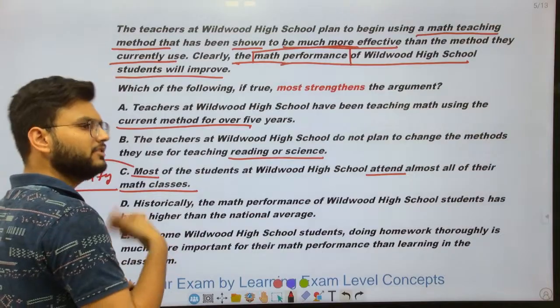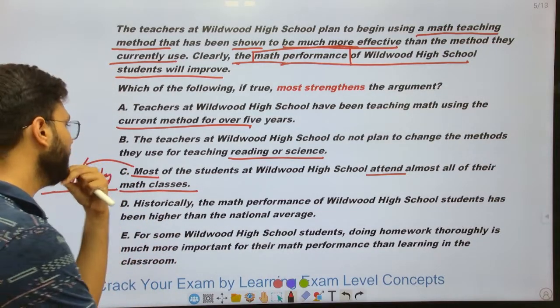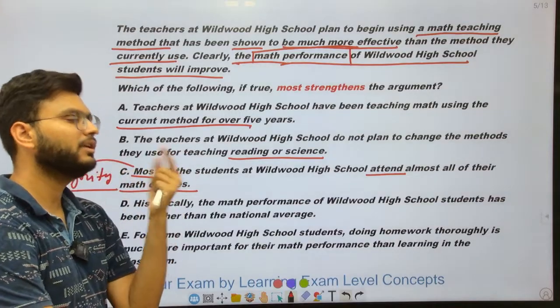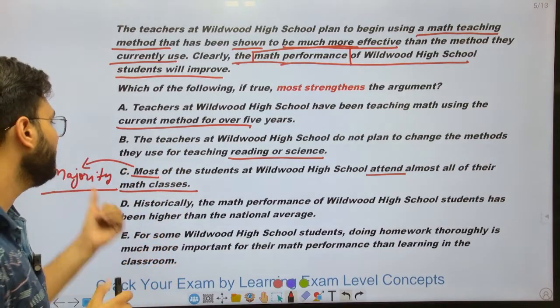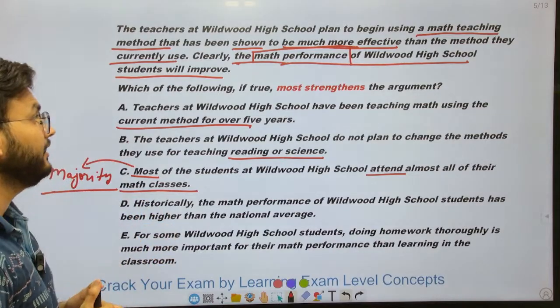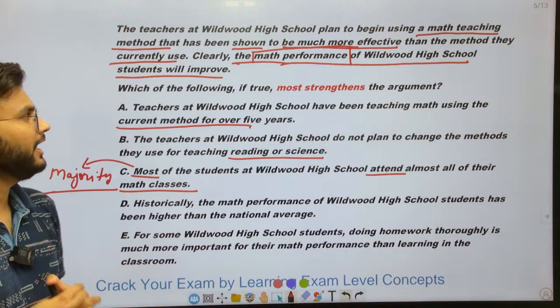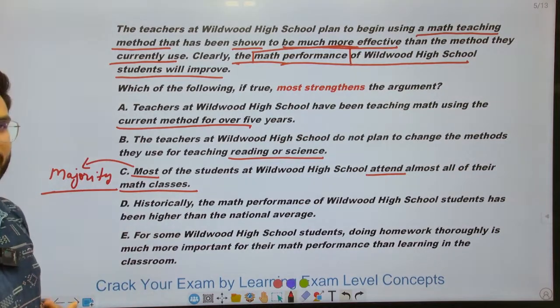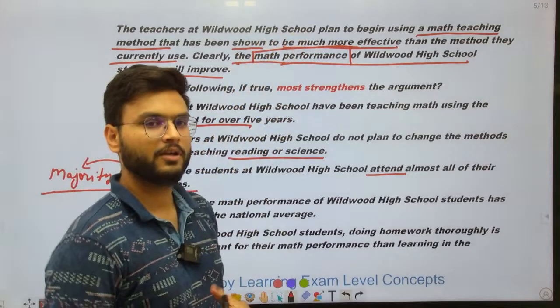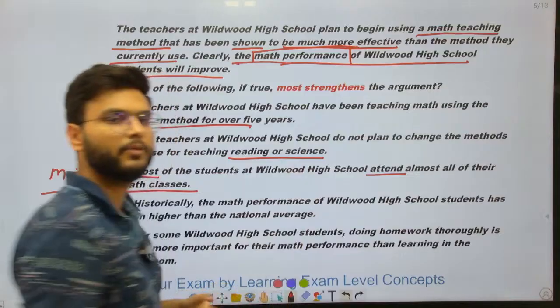So it gives me a reason to believe I can support this idea by this argument. All right, most of the students in the high school attend almost all of their math class. If they attend almost all of their math class, then okay, now I can say students are coming to the class. Now I have a reason to believe that my strategy will be effective, and their math performance will be improved.